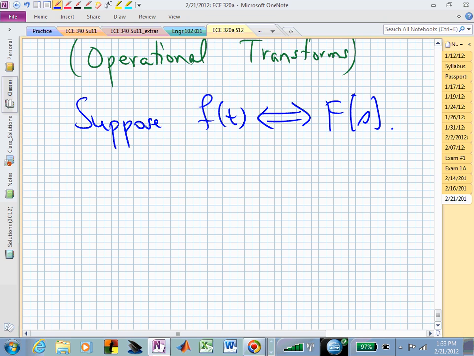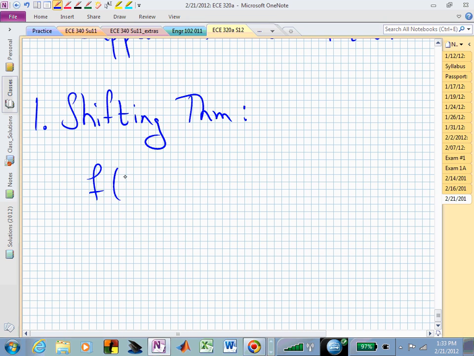Now, the first theorem that we will talk about is, I got you all excited about sifting. Now you need to put an H in there, shifting. So now we're shifting theorem. Suppose we now have, and I think we already talked about this. What's the Laplace transform of this? That we already derived, I believe.